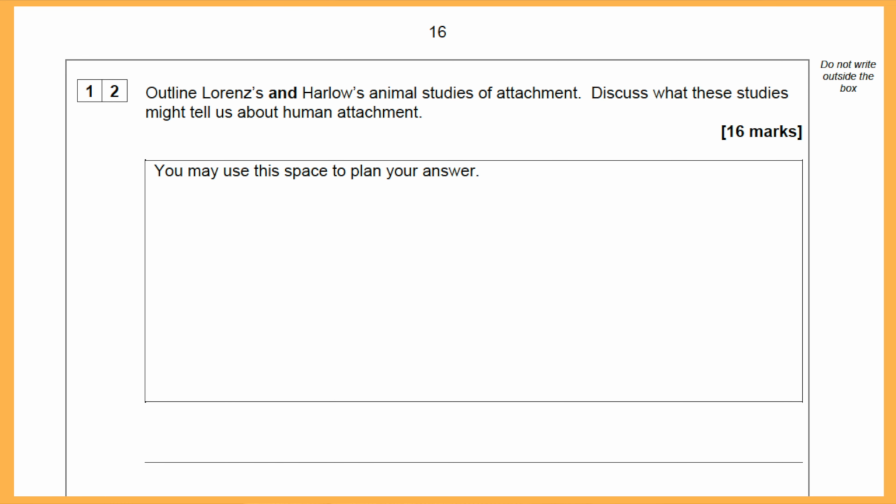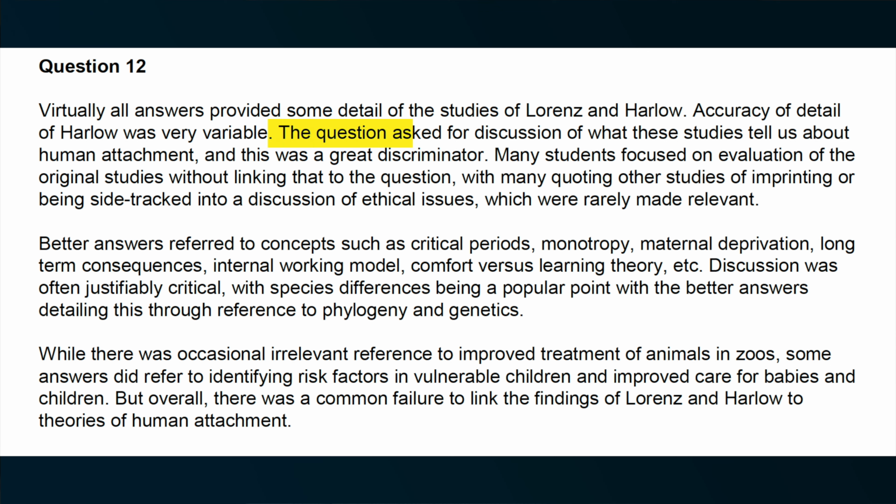Now for the second part of the question, the AO3. The key part in the wording of the question was what these studies tell us about human attachment. This means you won't gain credit for discussing animal studies in and of themselves. You've got to relate it to our understanding of human attachment. Listen to the examiner's report. The question asked for discussion of what these studies tell us about human attachment, and this was a great discriminator. Many students focused on evaluation of the original studies without linking that to the question. Overall, there was a common failure to link the findings of Lorenz and Harlow to theories of human attachment.